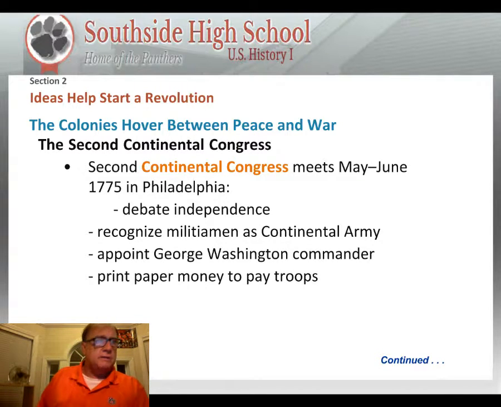However, other people said, this will never work. Blood's already been shed. We have to go ahead and fight for independence. They took the militia who wanted to be part of a regular army and incorporated them into what we call the Continental Army. Now, this would actually be a group of regulars, not a group of militiamen. And they chose George Washington to be the commander-in-chief of this Continental Army.